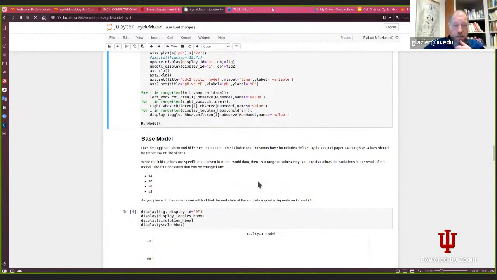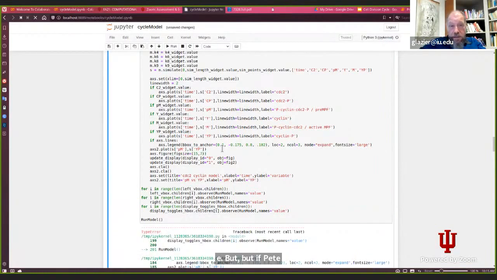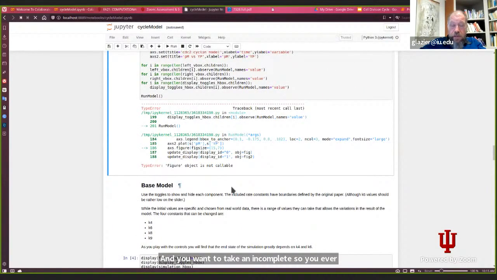Yeah, I realize these are not trivial to fix. So if people, I mean, again, I'm not trying to encourage people to do it, but if people need more time to get these things finalized, and you want to take an incomplete so you have an extra week to work on them, to clean them up, just email me to that effect, and I can certainly wait to grade your results until you're comfortable. I know it does take some effort to fine-tune this.